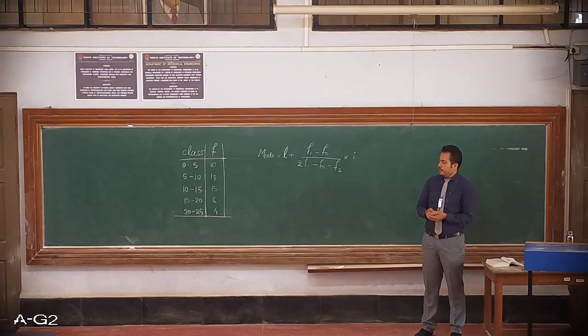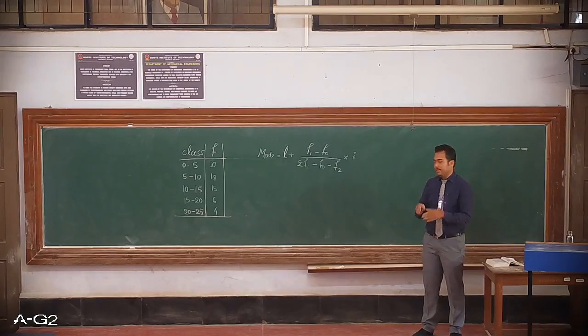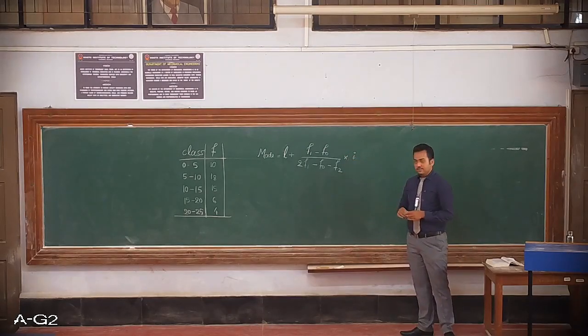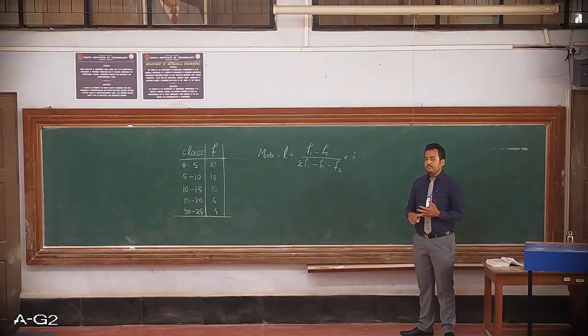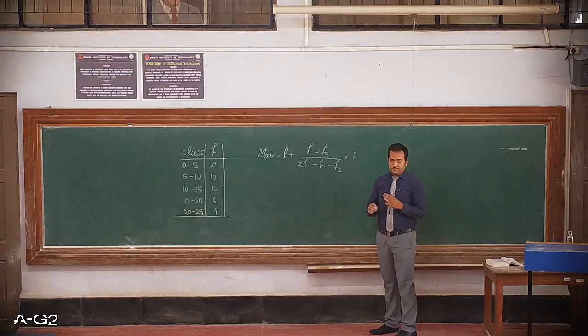Welcome back. Now look at this example. Classes are given along with their frequencies and we have to find their modal value. So by the given formula, this way we have to find the modal value: the lower limit plus f1 minus f0 divided by 2f1 minus f0 minus f2, into i. So this f1, f0 and f2 are the frequencies.